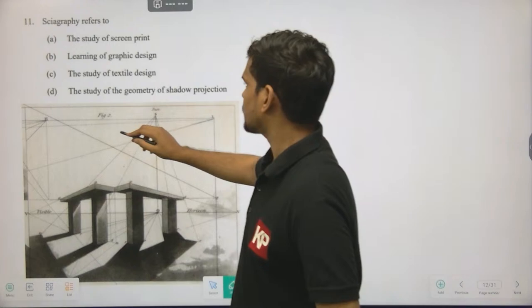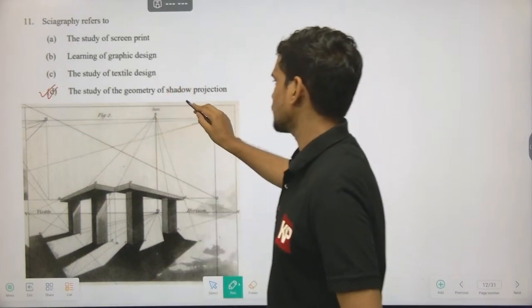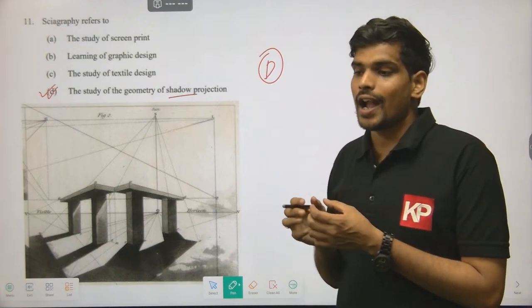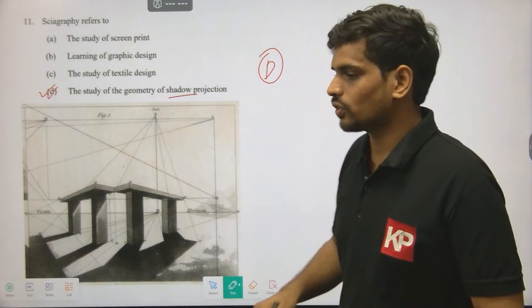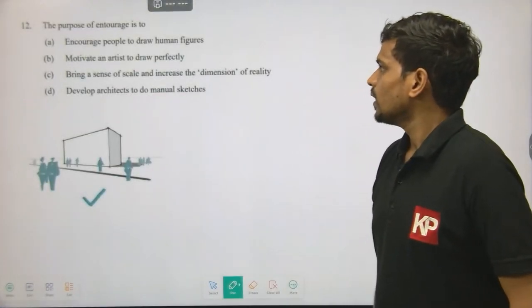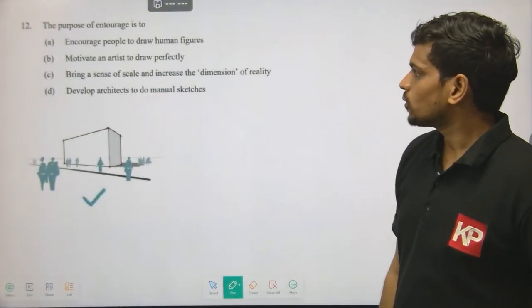Sciagraphy relates to the study of geometry of shadows, shadow projections. Like what should be the shadow's shape based on the position of the sun. So that is sciagraphy in architecture and in art. Next one. The purpose of entourage is to dash.